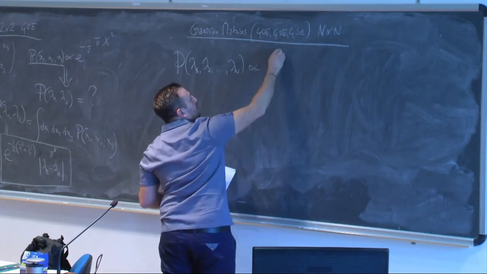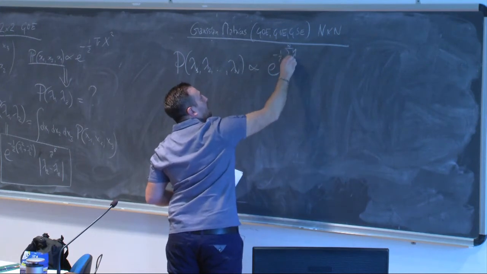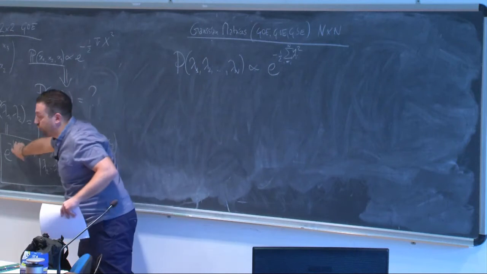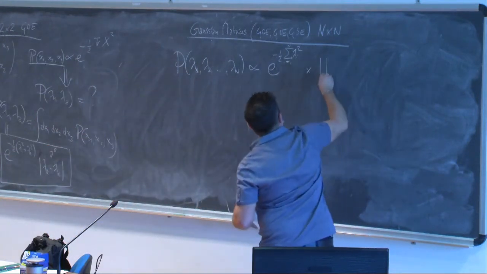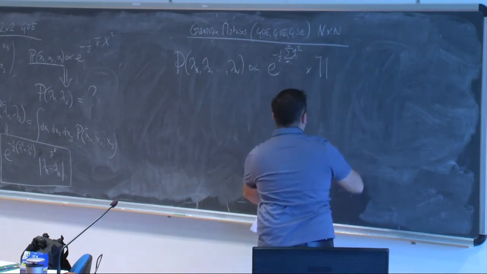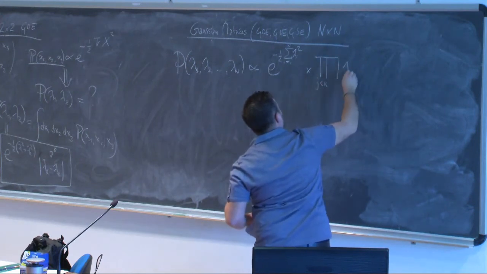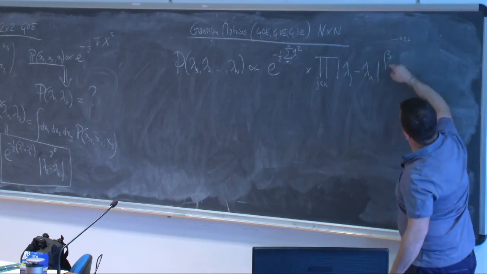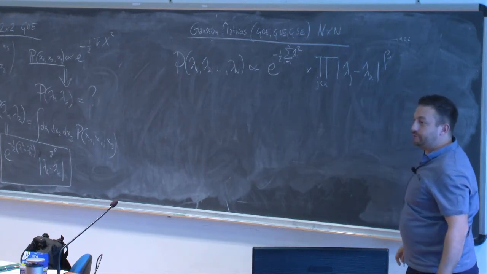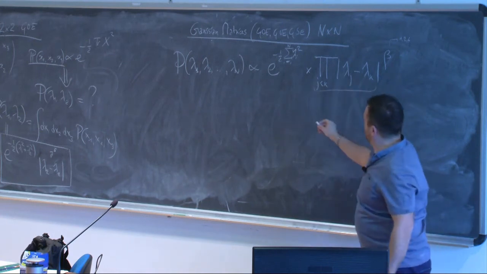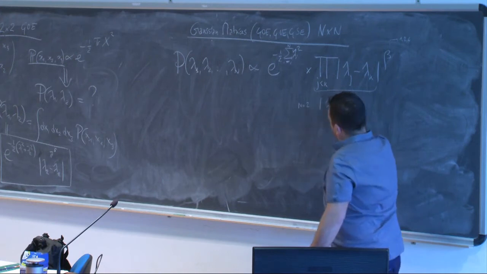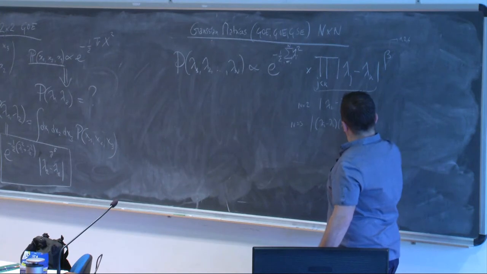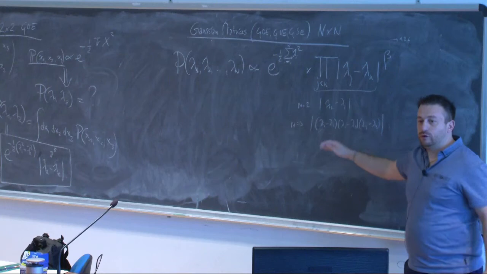is proportional to exponential of minus 1 half summation i from 1 to n lambda i squared. So you have the Gaussian term that we expect. It's the analog of this object for 2x2. Times you have a product over j less than k of the absolute value of lambda j minus lambda k to the power beta. So I recall that beta is equal to 1, 2, 4 for GOE, GUE, and GSE. Okay? So this product, if you write it explicitly, for n equal to 2, will be lambda 2 minus lambda 1, or lambda 1 minus lambda 2 in absolute value. For n equal to 3, this would be lambda 1 minus lambda 2, lambda 1 minus lambda 3, lambda 2 minus lambda 3, and so on and so forth.